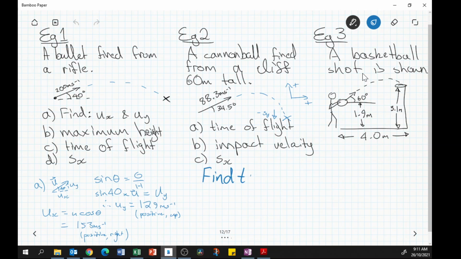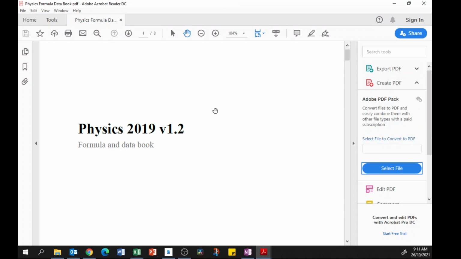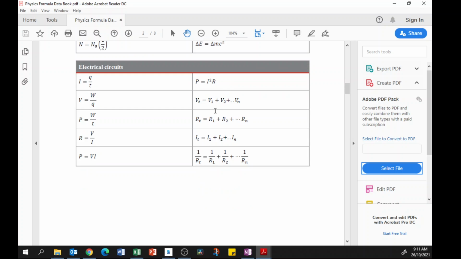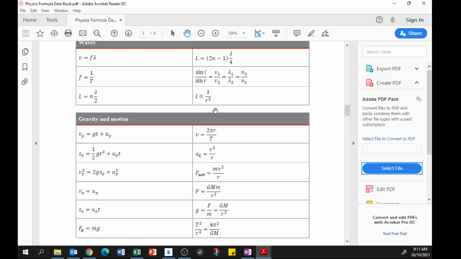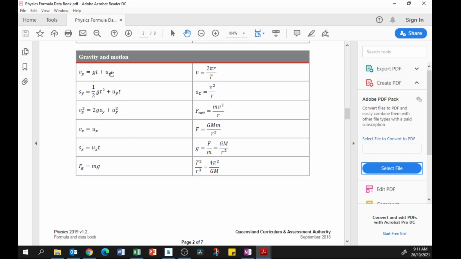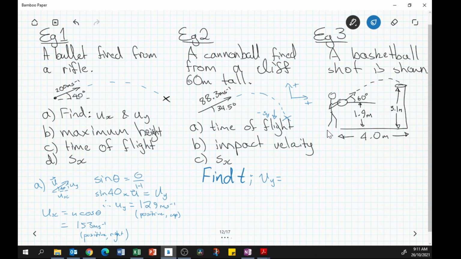So we're considering using the same formula, which is Vy equals, and you should have your formula and data book in front of you. I forgot to bring mine, so let me just bring it up digitally. Should be looking at this one here. Vy equals gt plus uy. This is the one we used before. So Vy equals gt plus uy. Okay, that's what we used previously.